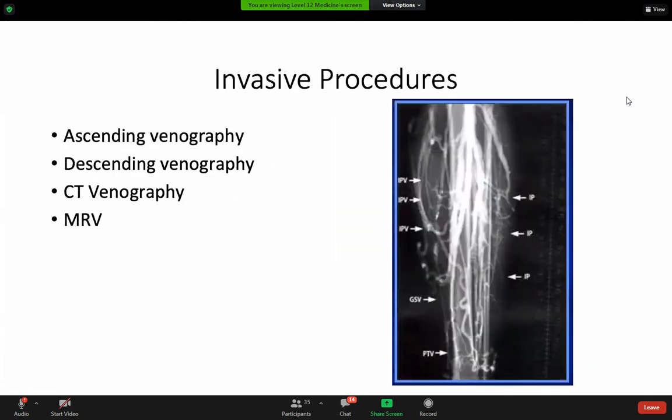Of course we can do something more invasive like venogram, but nobody does venogram now to diagnose DVT or diagnose varicose veins.